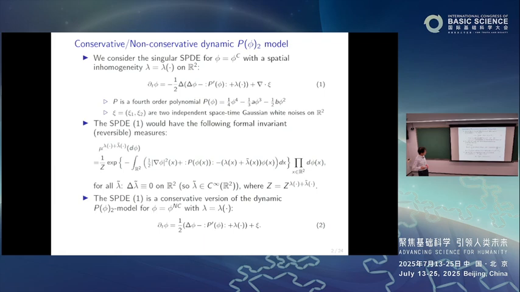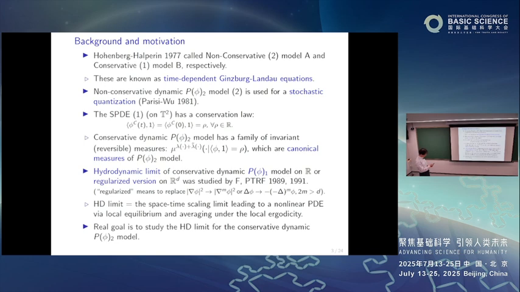And actually, we use this one, which is simpler, as a tool to study this dynamics from the viewpoint of the invariant measures. The motivation is actually in the physics paper by Hohenberg and Halperin, and they call the non-conservative one model A and the conservative one model B. It is also called the time-dependent Ginzburg-Landau equation. So in physics it is quite a natural dynamics, and both model A and model B are studied. But from my viewpoint, since I want to study the so-called hydrodynamic limit, this conservative one is quite natural to study. Also, the non-conservative one was introduced in physics by Parisi and Wu. It is quite well known as the model of stochastic quantization.